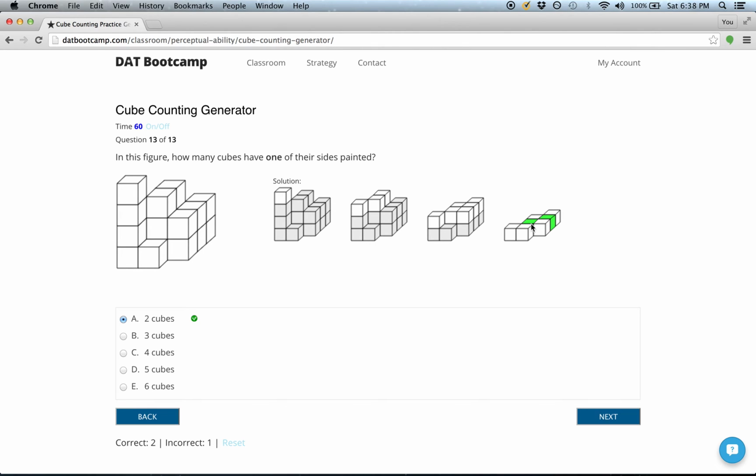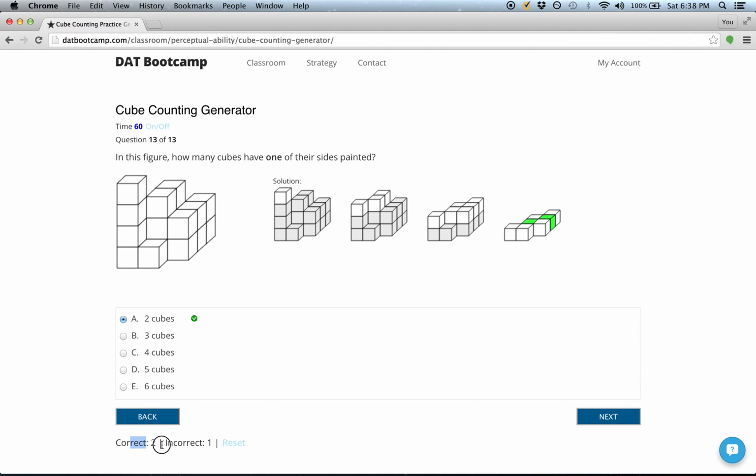And you see right here, you see these 2 green cubes? That means these 2 green cubes have 1 of their sides painted. If you look back in right here, so 1, 2, this cube right here has 1 of their sides painted. And there's a cube that you can't see somewhere back here that also has 1 of their sides painted.